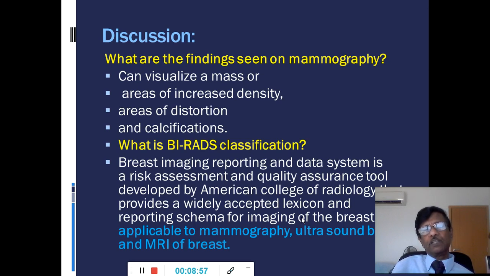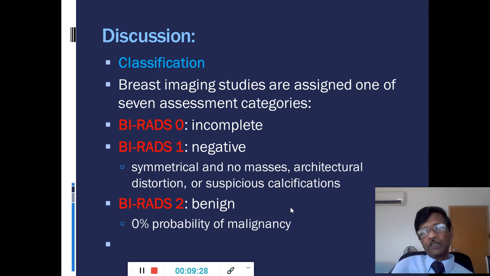What is BIRADS classification? BIRADS is the Breast Imaging Reporting and Data System. It is a risk assessment and quality assurance tool developed by the American College of Radiology. It provides a widely accepted lexicon and reporting schema for imaging of breast diseases, applicable to mammography, ultrasound and MRI of the breast. So BIRADS classification is applicable when ultrasound, MRI or mammography is done. According to this classification, we can divide the breast diseases.